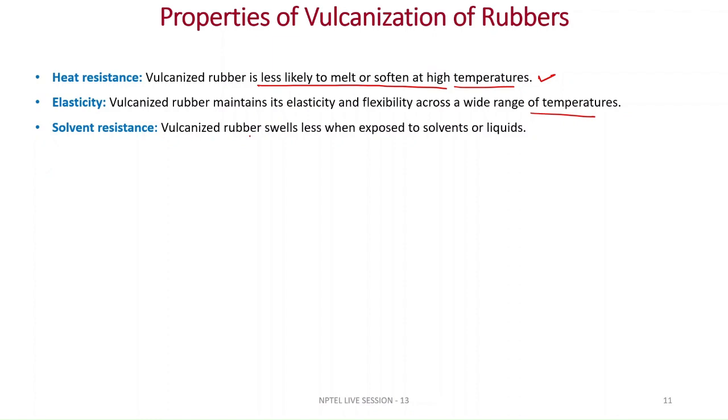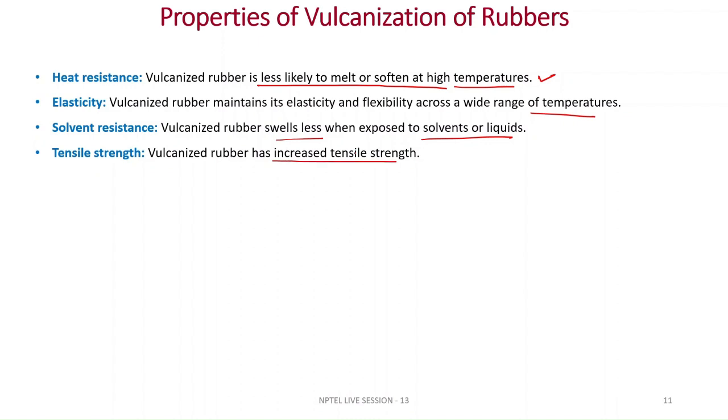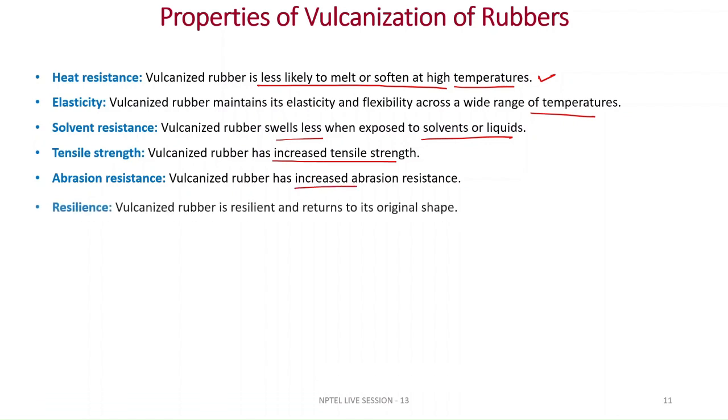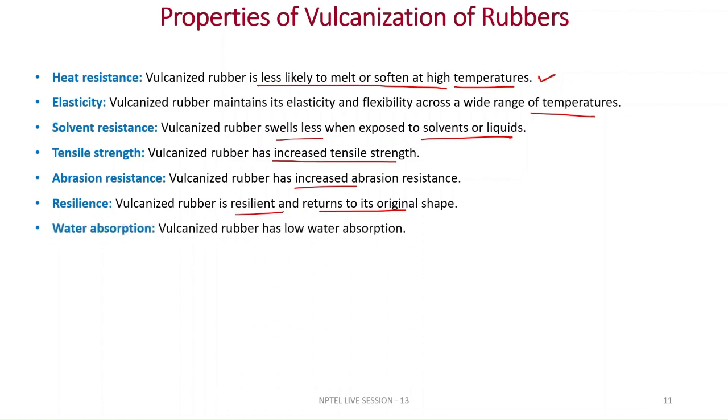Solvent resistance: vulcanized rubber swells less when exposed to any kind of solvent or liquid. Tensile strength: vulcanized rubber has increased tensile strength. Abrasion resistance is also increased by this vulcanization process. Resilience: it is resilient and returns to its original shape. Water absorption is low in the case of vulcanized rubber.